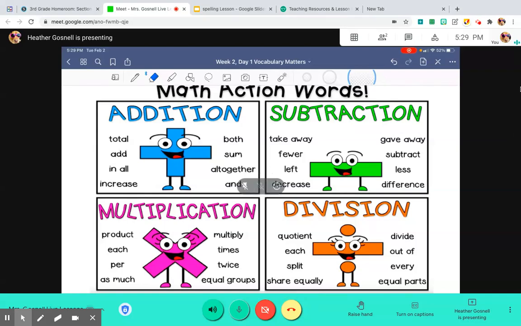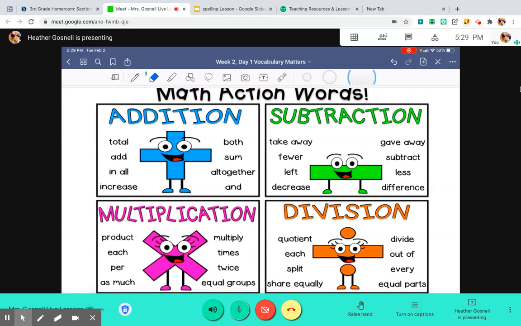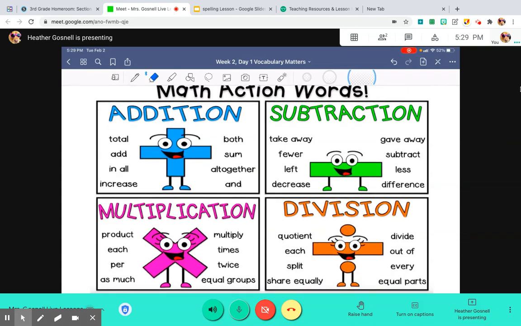Okay, third graders, today's math lesson, we are going to be talking about math action words. And we need to know our math action words in order to be successful at word problems. And in our word problem practice on Monday and Tuesday, I'm noticing that we need to strengthen our knowledge on math action words. So when we read them, we know exactly what to do, what operation we need to do. And when I say operation, I mean addition, subtraction, multiplication, and division.